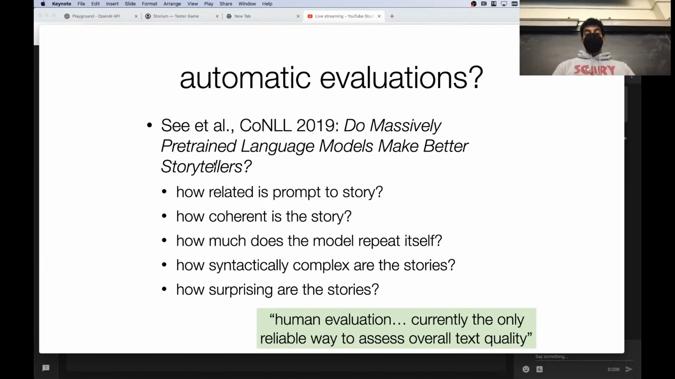This paper, which details a bunch of different methods for automatic evaluation of each of these kinds of questions, generally concludes that human evaluation is the only way you should evaluate the quality of generated stories. So we talked earlier in the semester about how human evaluation is also extremely hard to do properly. So the evaluation problem is one of the biggest challenges of any sort of open-ended text generation task.